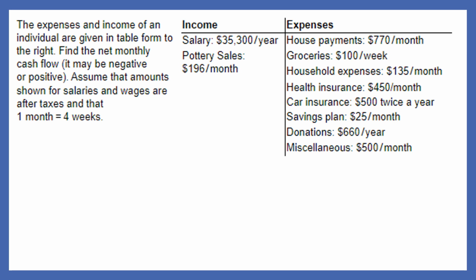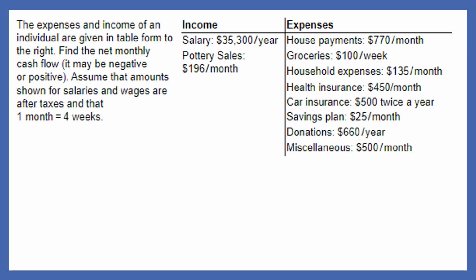And the key to doing a monthly cash flow is to include things that don't necessarily have, for example, one cost per month. Like groceries, you might buy groceries every week, so you need to account for that multiple times. Some things you won't pay every month, like car insurance, you might only pay twice a year, so you need to scale that down to fit the appropriate time frame. For this one, we're going to assume that 1 month is 4 weeks, just to simplify our math a little bit.